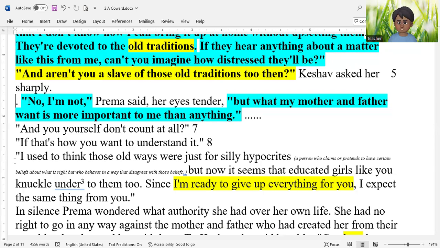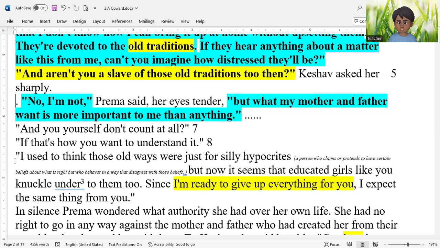This is very important. Please note down here another theme. What theme? The influence of parents on their children, and parental control on their children. Do you see what Prema says? Prema says that what her mother and father want is more important to her than what Keshav wants. Keshav wants intercaste marriage, but Prema is very clear. She says that what my parents decide is more important for me. I cannot stand against my parents.